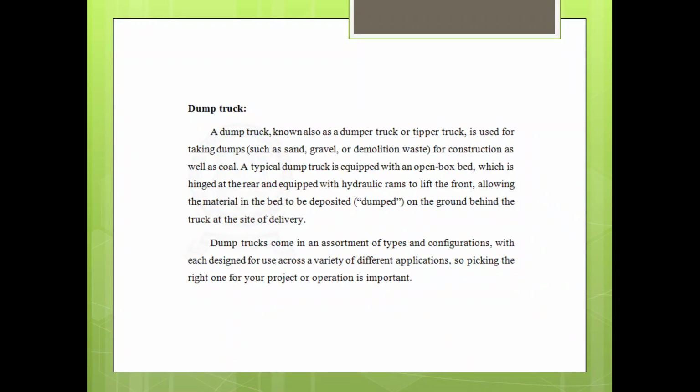Dump truck. A dump truck, also known as a dumper truck or tipper truck, is used for taking dumps for construction as well as coal. A typical dump truck is equipped with an open box bed which is hinged at the rear and equipped with hydraulic rams to lift the front, allowing the material to be deposited on the ground behind the truck at the site of delivery. Dump trucks come in an assortment of types and configurations, each designed for use across a variety of different applications. Picking the right one for your project or operation is important.